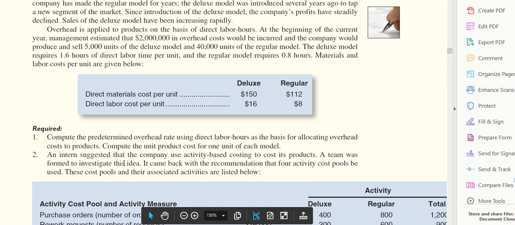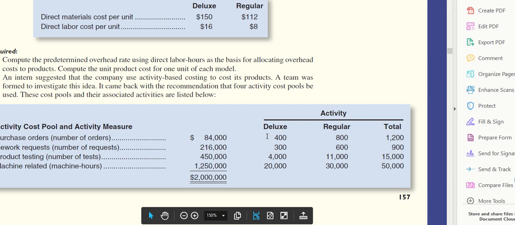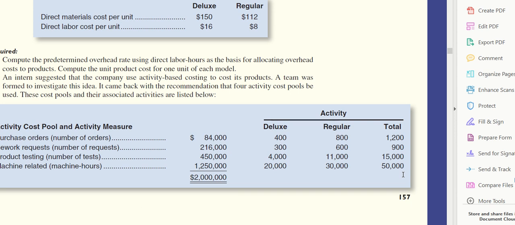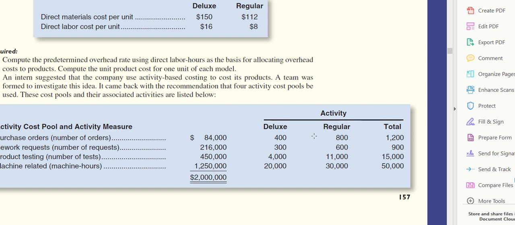Number 2, an intern suggests that you use activity-based costing. A team was formed to investigate this idea, and they came up with these estimated dollar amounts for each of these activities, and then the activity for the deluxe, the activity for the regular, and the activity for the total. So we have to do a predetermined overhead rate for each activity: a total dollar amount divided by a total activity base. This is a number of orders, so the denominator would be the number of requests on a total basis.